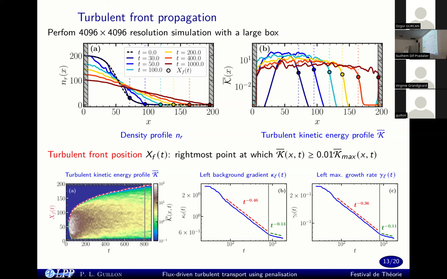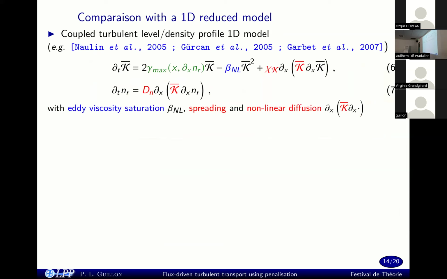All right. So to study a bit the consistency of the observations in the code, we wanted to reproduce the front propagation using classical 1D models for profile relaxation and turbulence spreading that have been used, for example, in previous works. And here we have two equations, one on the turbulent kinetic energy, where we have a linear growth rate which depends on the local gradients of the profile. Then a non-linear saturation term due to turbulent saturation.